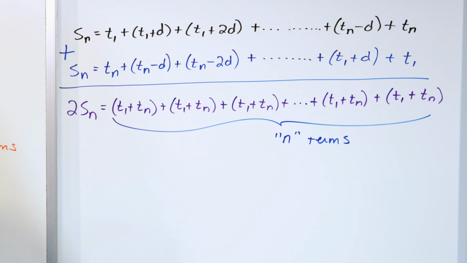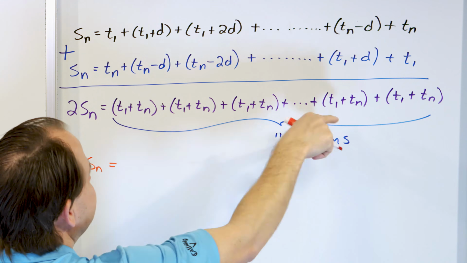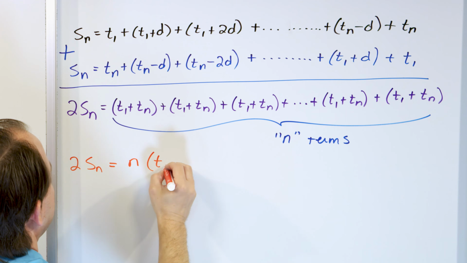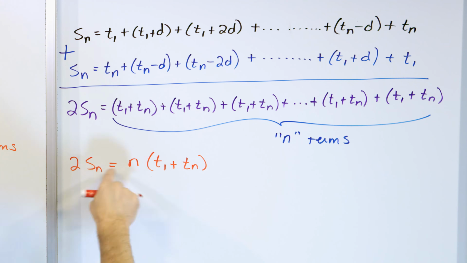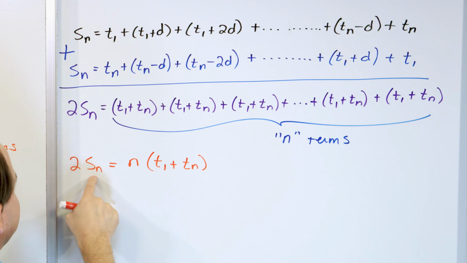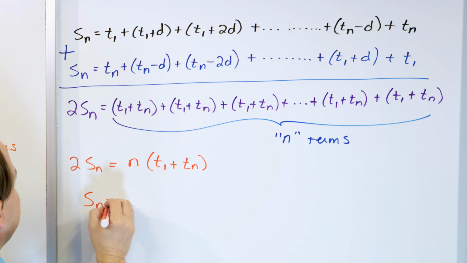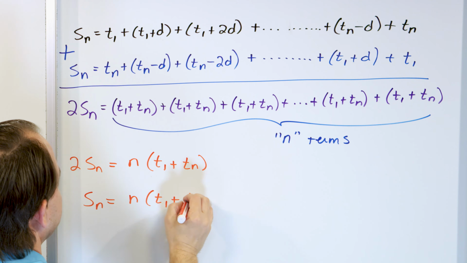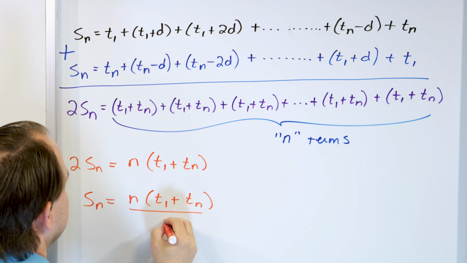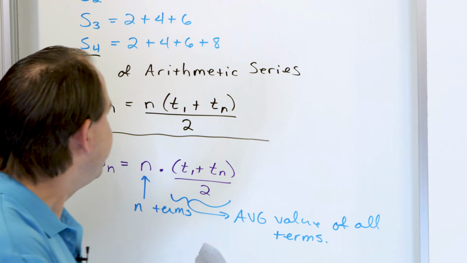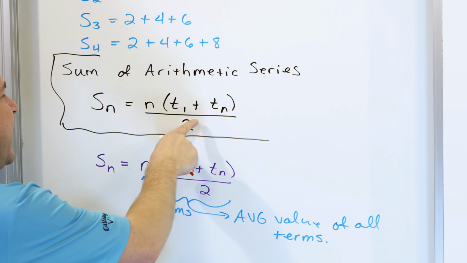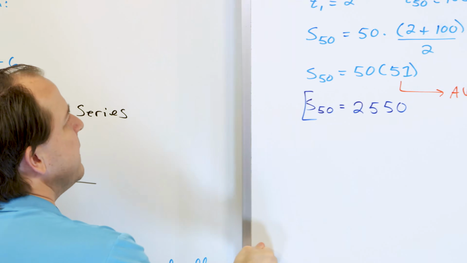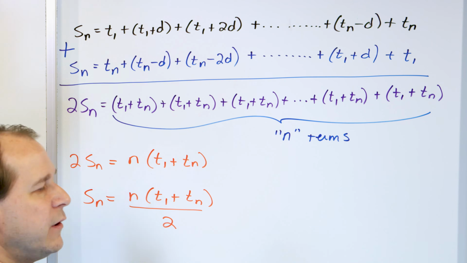So what does that mean? That means on the left-hand side, I'm going to have 2 times S sub n. On the right-hand side, there's n of these things. So it's going to be n times what's inside, T1 plus Tn. These terms are identical, but there's n of them. So I'm multiplying by n. Finally, I want to solve for the sum. S sub n is going to be n times (T1 plus Tn) divided by 2. And if I remember correctly, that's exactly what we have right here. The sum of the arithmetic series is always the sum of the first term and the last term divided by 2 multiplied by n.